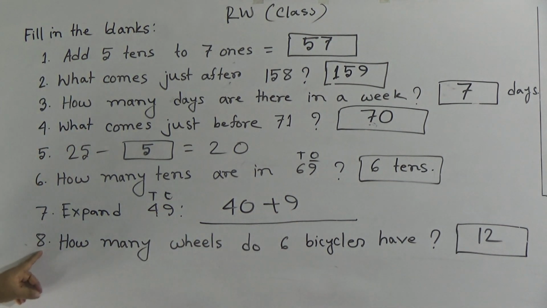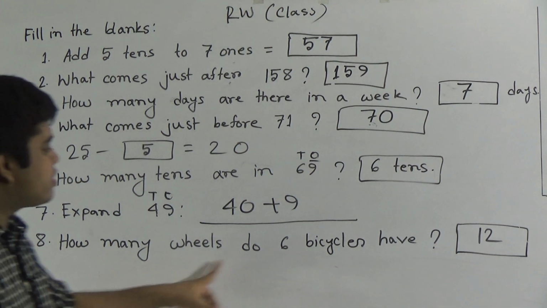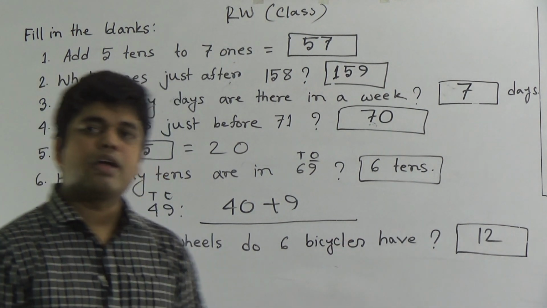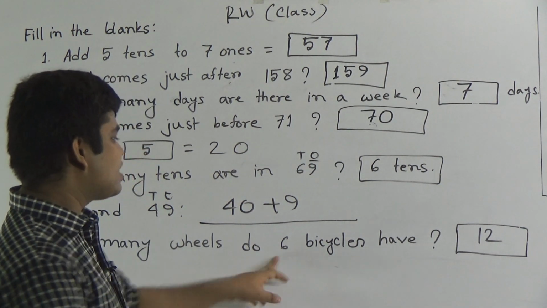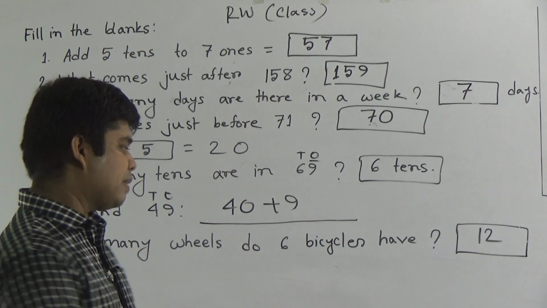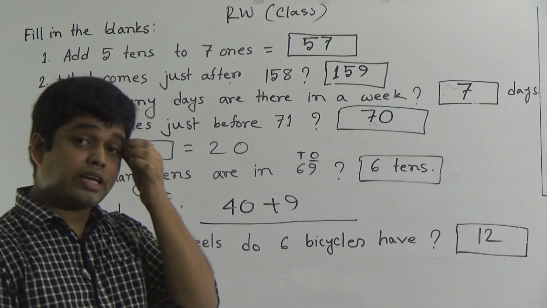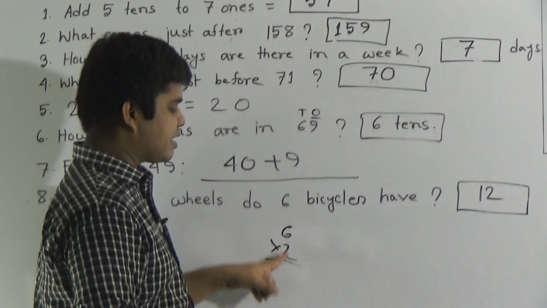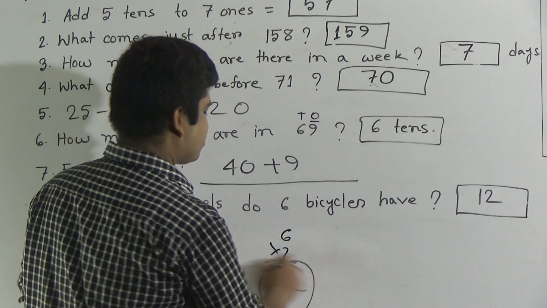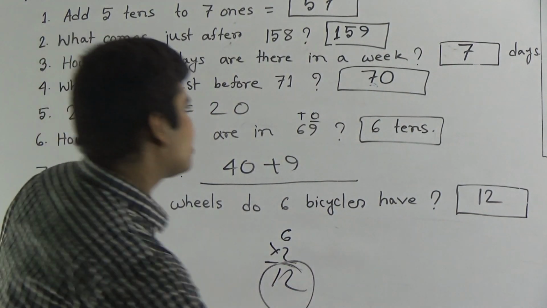Okay. Next, question number 8. How many wheels do 6 bicycles have? We know that 1 bicycle has 2 wheels. So 6 bicycles have how many wheels? We multiply 6 with 2 and we get the answer. We know that 6 times 2 means 6 1s are 6 and 6 2s are 12, and this 12 will be the answer of this question.